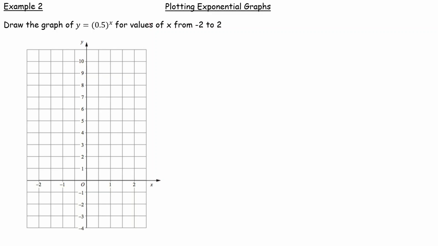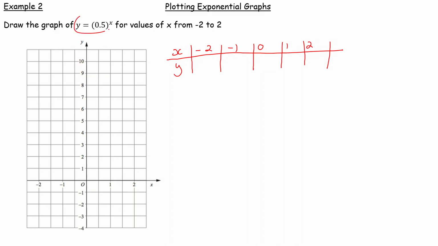So this time it says plot this graph for values of x between -2 and 2. They haven't given me a table of values like the previous example, so I've got to construct this myself. So x from -2 to 2. If I draw a table of values, x going from -2, -1, 0, 1, all the way up to 2, I can get my corresponding y values. So I'm just drawing my own table of values here, and let's draw this going across. There we go. So we're going to put these x values into our equation up here to find the y values.